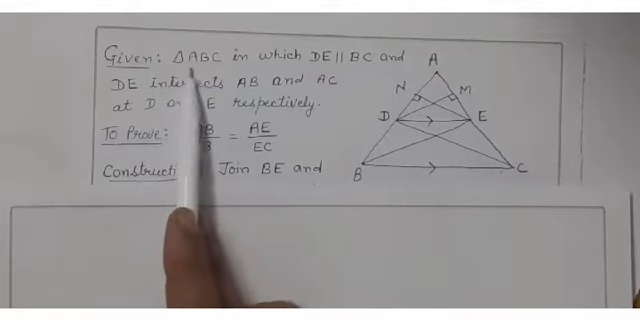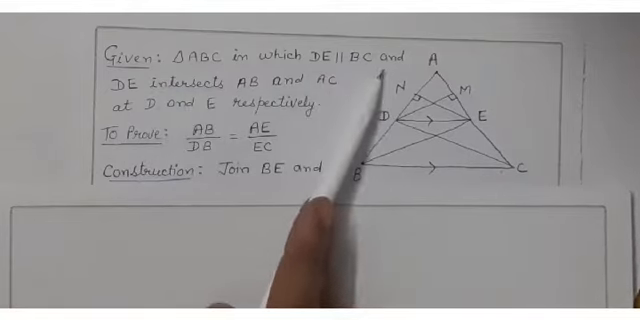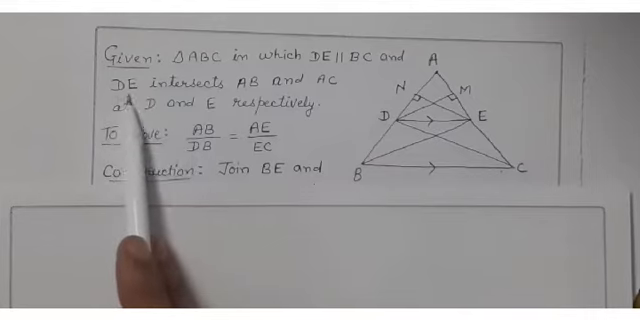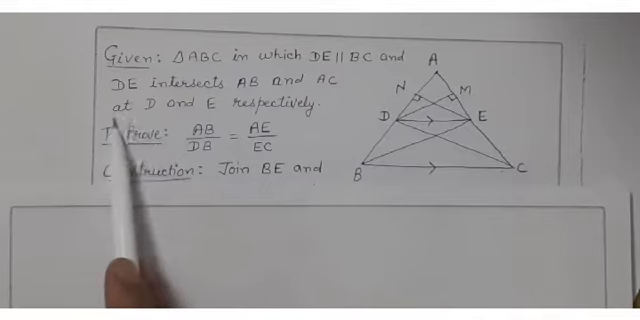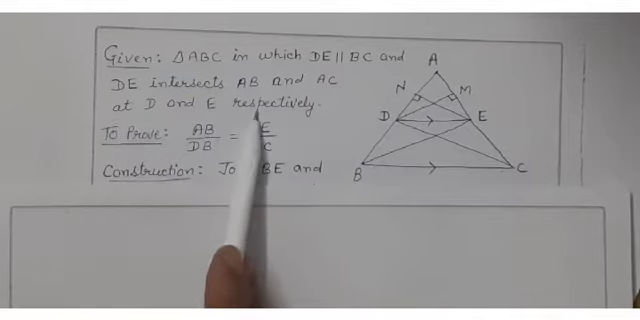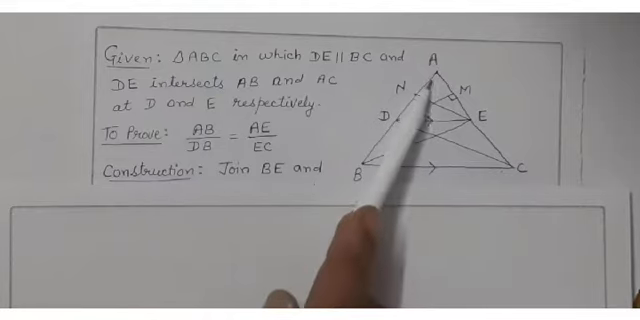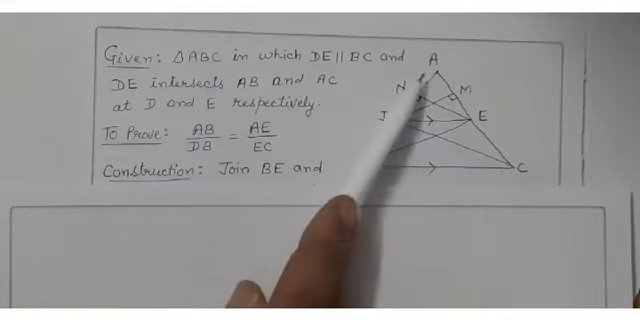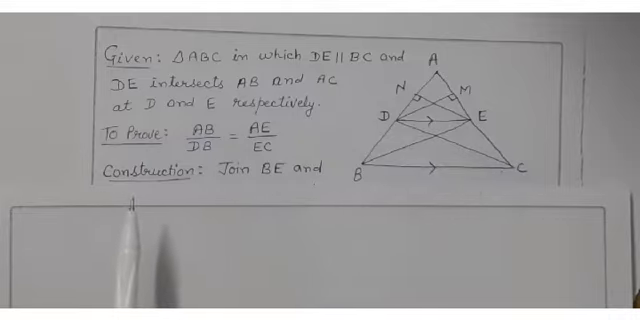What is given? ABC is a triangle in which DE is parallel to BC and DE intersects AB and AC at D and E respectively. And what you have to prove? I have explained: AD upon DB is equal to AE upon EC. This you have to prove.